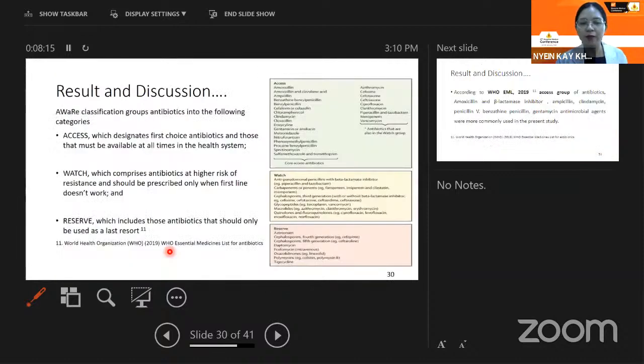For the AWaRe classification, antibiotics are divided into the following categories: Access group, Watch group, and Reserve group. Access means the first-line antibiotics, and these must be available at all times in the health system. Watch group means antibiotics at higher risk of resistance, and they should be prescribed only when first-line drugs do not work. Reserve means for the last resort. This part shows the antibiotics of the Access, Watch, and Reserve groups.